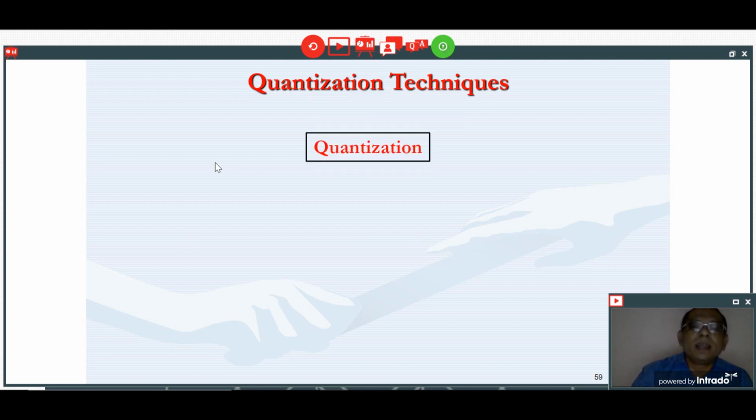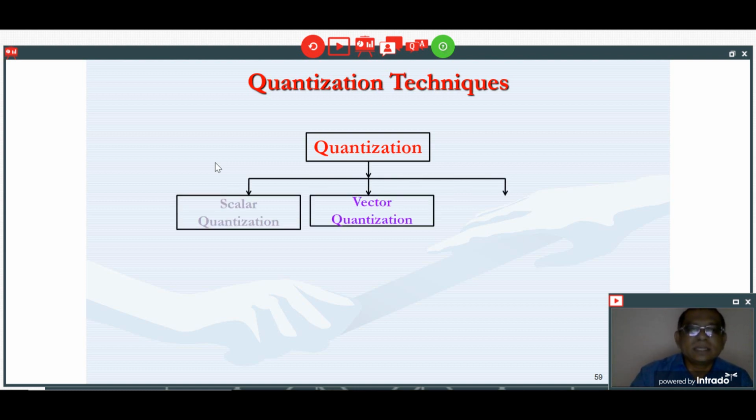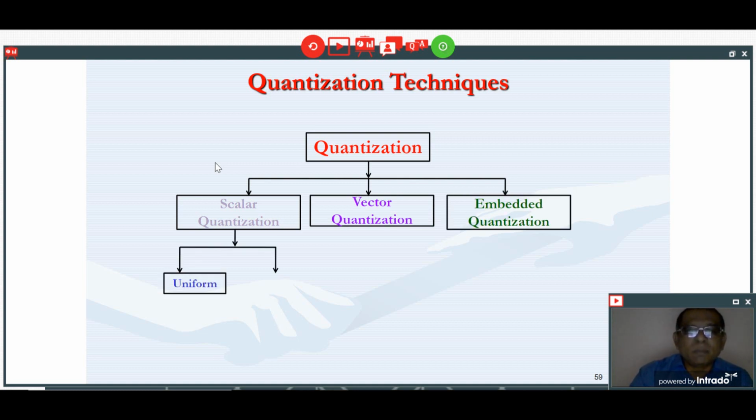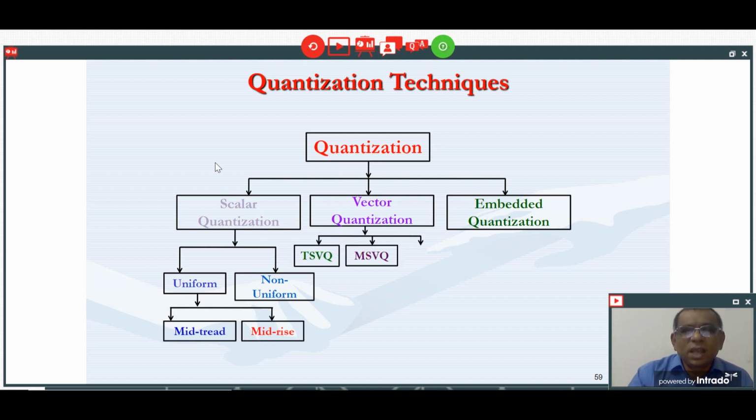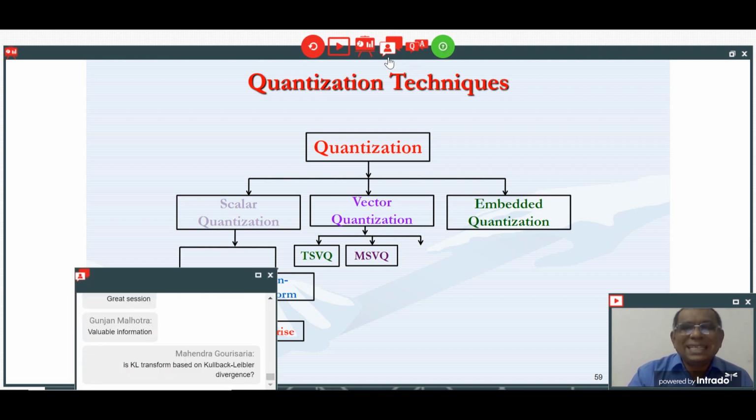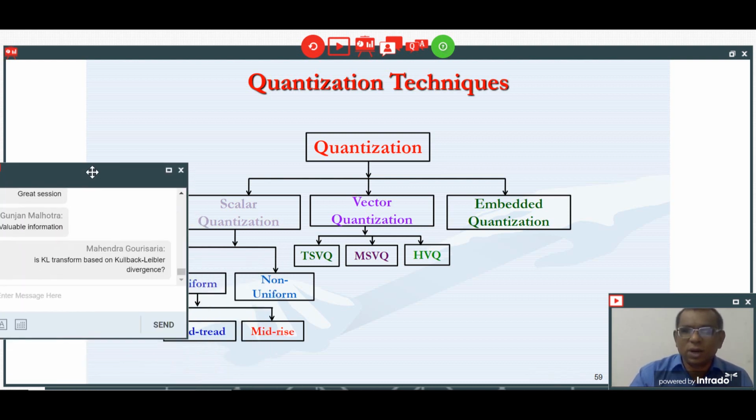This quantization we can broadly classify into three different categories: scalar quantization, vector quantization, and embedded quantization. Scalar quantization we can broadly classify into two types: one is uniform quantization, the other is non-uniform quantization. Approximating one particular value, we call it scalar. Approximating a group of values, we call it vector. There are different varieties of vector quantization: TSVQ, tree structured vector quantization, multi-stage vector quantization, and hierarchical vector quantization.